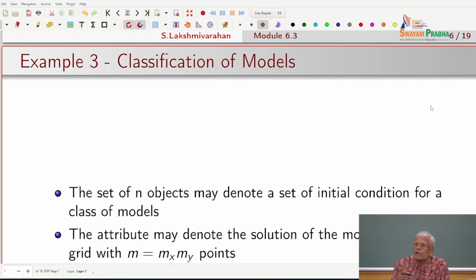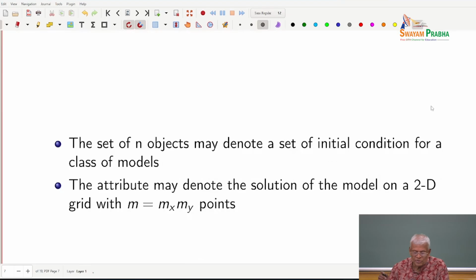This is another technical example. In physical sciences, we are going to have models that describe the evolution. For example, in meteorology, we have models that describe the motion of hurricanes or typhoons over various types of seas. We can have one differential equation. I can run this one differential equation by picking n different initial conditions. Each initial condition makes the model different. So I can denote the n objects to be the n initial conditions for a class of models.